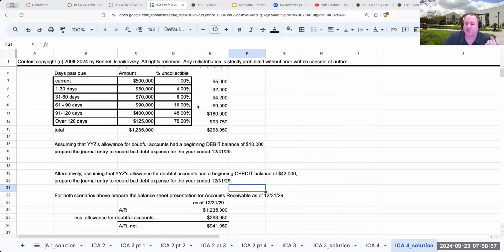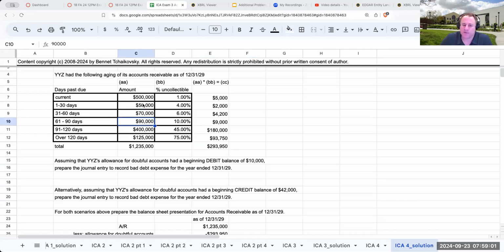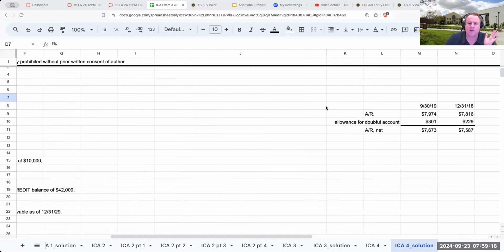And if I have an aging, I'm going to take each one of the amounts and multiply it by the percentage uncollectible. Remember, I have to give you that information if you're taking my class. If you're doing this in real life, you're going to be management. You're going to look at past history of collections and say, okay, can we collect this? But this is what we're doing.